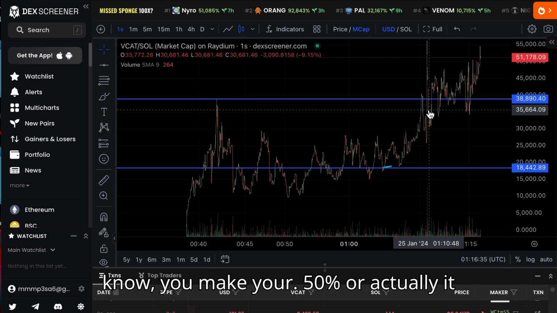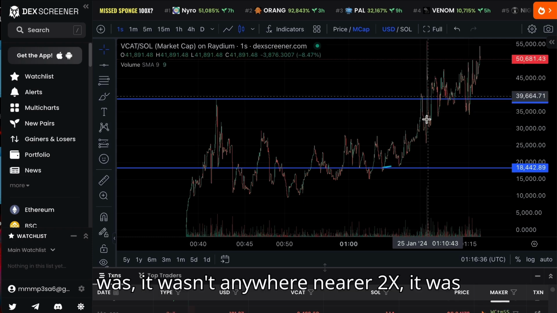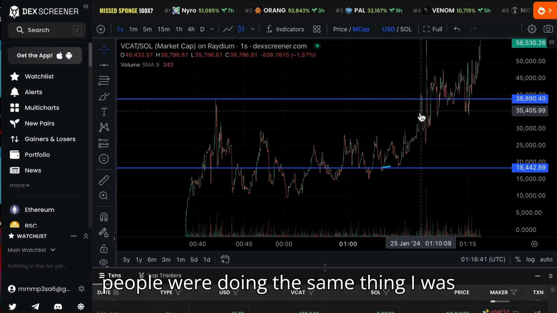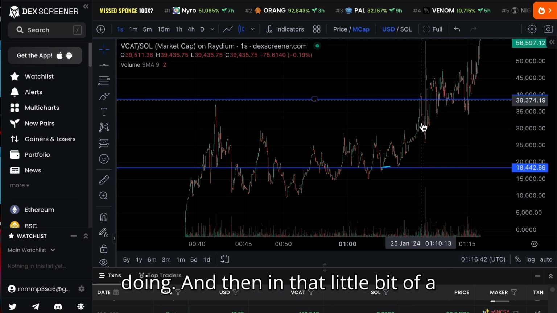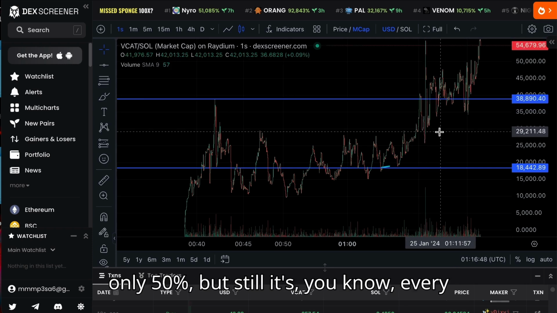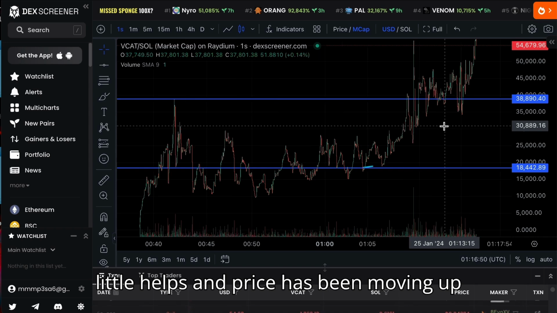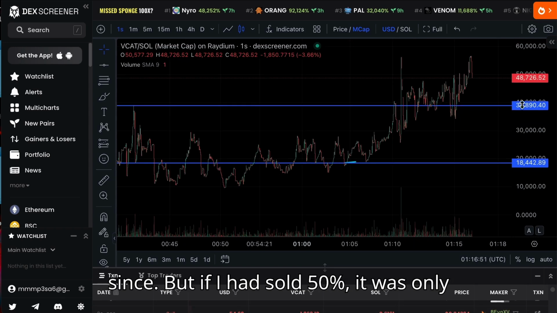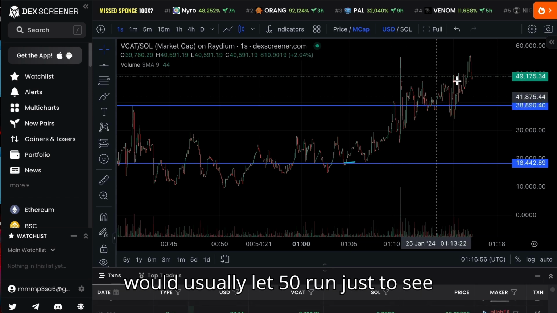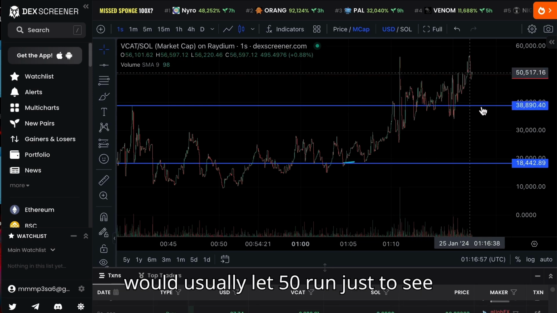You make a 50%, or actually it wasn't anywhere near a 2x. It was more like 40 or 50% because suddenly people were doing the same thing I was doing. And then in that little bit of a sell-off, I wasn't quite fast enough. So only 50%, but still, every little helps. And price has been moving up since. But if I had sold 50%, it was only a small position, but if I sold 50%, I would usually let 50 run just to see what happens.